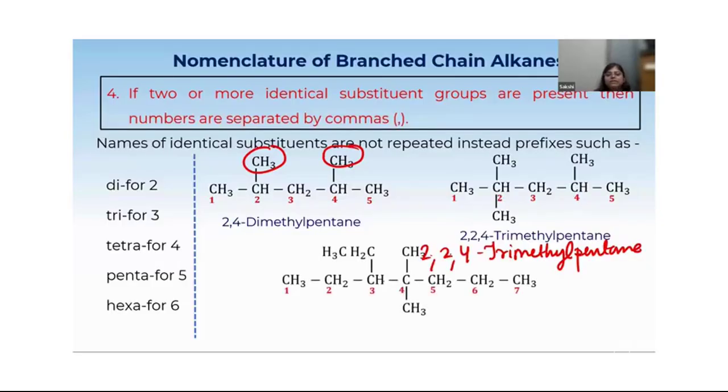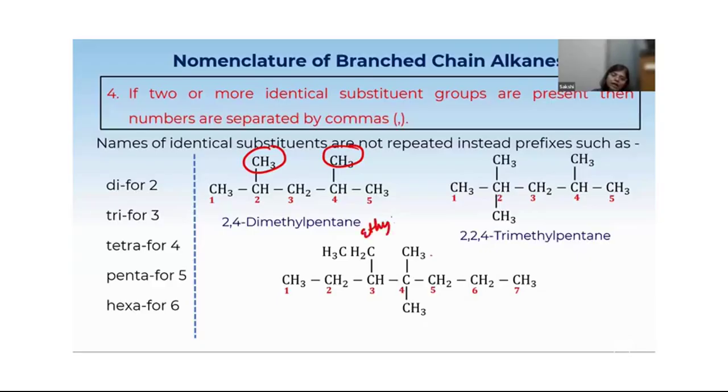Now, can you all try this? What will we name this? So we will start from here. We are starting from the left because it gives the lowest locant, so it satisfies the rule. So we can say this is ethyl.